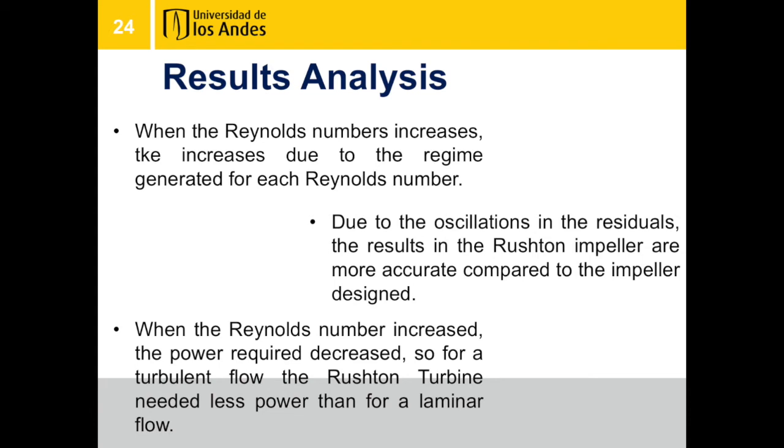First of all, when the Reynolds number increases, the power number increases due to the regime generated for each Reynolds number. Due to the oscillations in the residuals, the results in the Rushton impeller are more accurate compared to the impeller designed. When the Reynolds number increased, the power required decreased, so for a turbulent flow, the Rushton turbine needed less power than for a laminar flow.